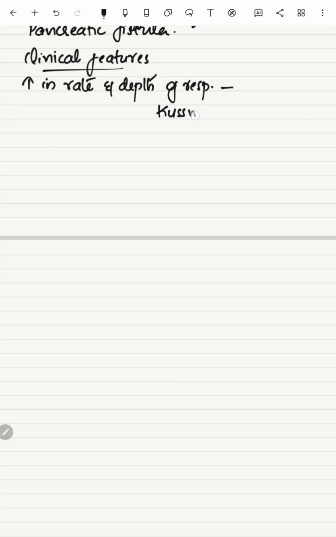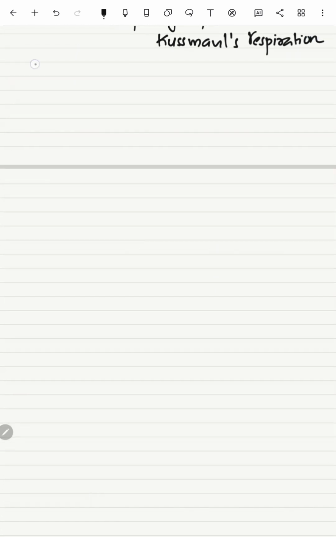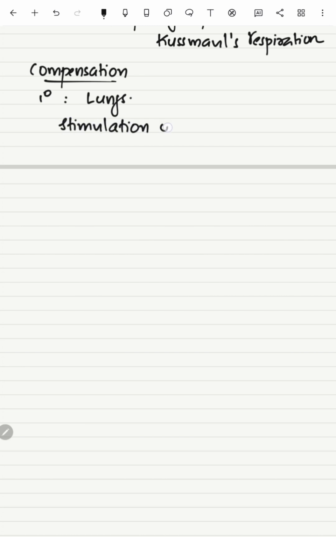Now moving on to the clinical features of metabolic acidosis, there will be increase in rate and depth of respiration. It is termed as Kussmaul's respiration. Now regarding the compensation, since it is a metabolic disorder, what compensation are you expecting? The primary compensation should be by lungs. If there is stimulation of chemoreceptors by decrease in pH, it will result in decrease in PCO2.